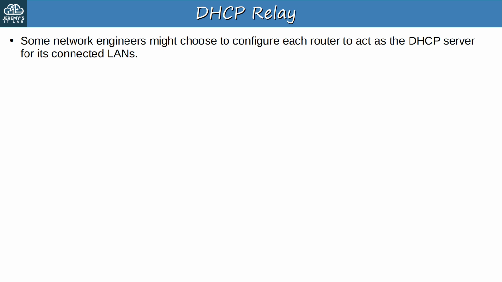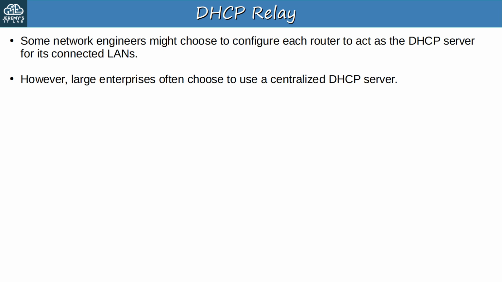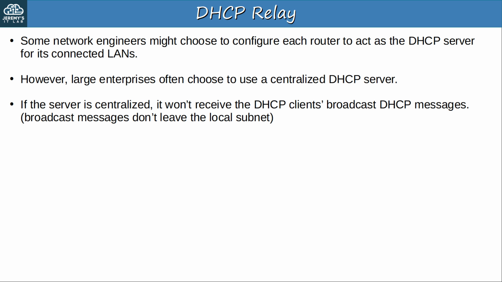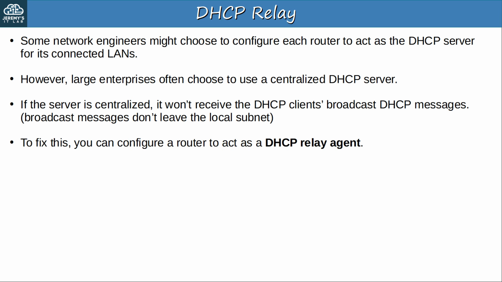Next, let me introduce the concept of DHCP Relay. Some network engineers might choose to configure each router to act as the DHCP server for its connected LANs. However, large enterprises often choose to use a centralized DHCP server, which will assign IP addresses to DHCP clients in all subnets throughout the enterprise network. If the server is centralized, it won't receive the DHCP client's broadcast DHCP messages. Remember, broadcast messages don't leave the local subnet. Routers don't forward them.